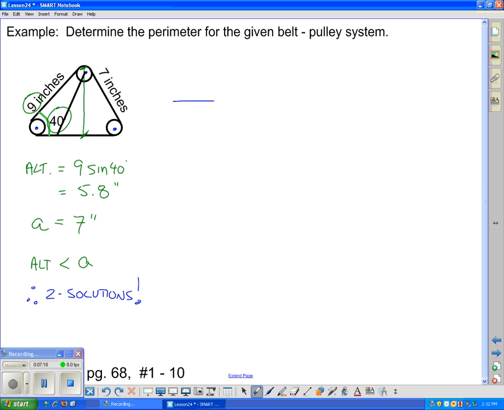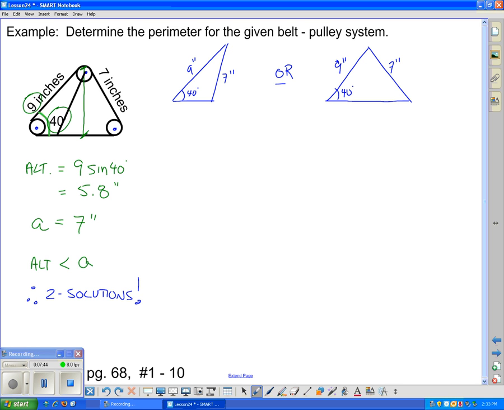One's going to look like this, with the 40 degrees and the 9 inches. This side 7 inches. So now you're doing extra work because people can't do their job properly. 9 inches and 7 inches. So we have these 2 situations. So what do we do? Well, you go ahead and use your sine law.